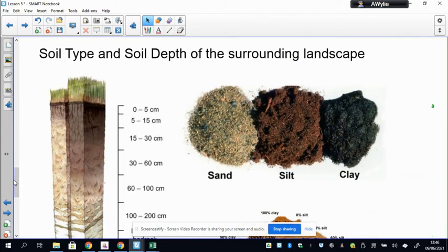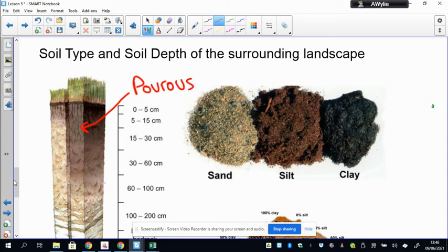Right, soil depth and soil type. Let's deal with depth. Now this idea is very similar to rock type because soil, like rock, absorbs water. So if the soil is very porous, then it will absorb huge amounts of water like a sponge, a bit like the rock as well, and that water will be held in the soil and build up.